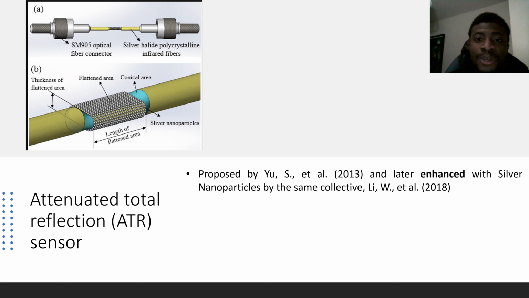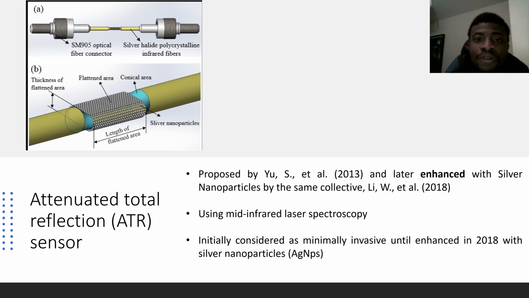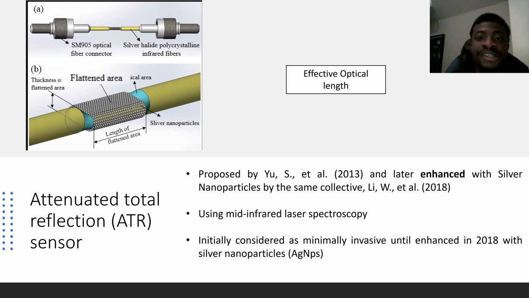It was enhanced to become non-invasive. One of the enhancements is the flattened area. The effective optical path length of the flattened area enhances the sensitivity when compared to that of a straight fiber ATR sensor.